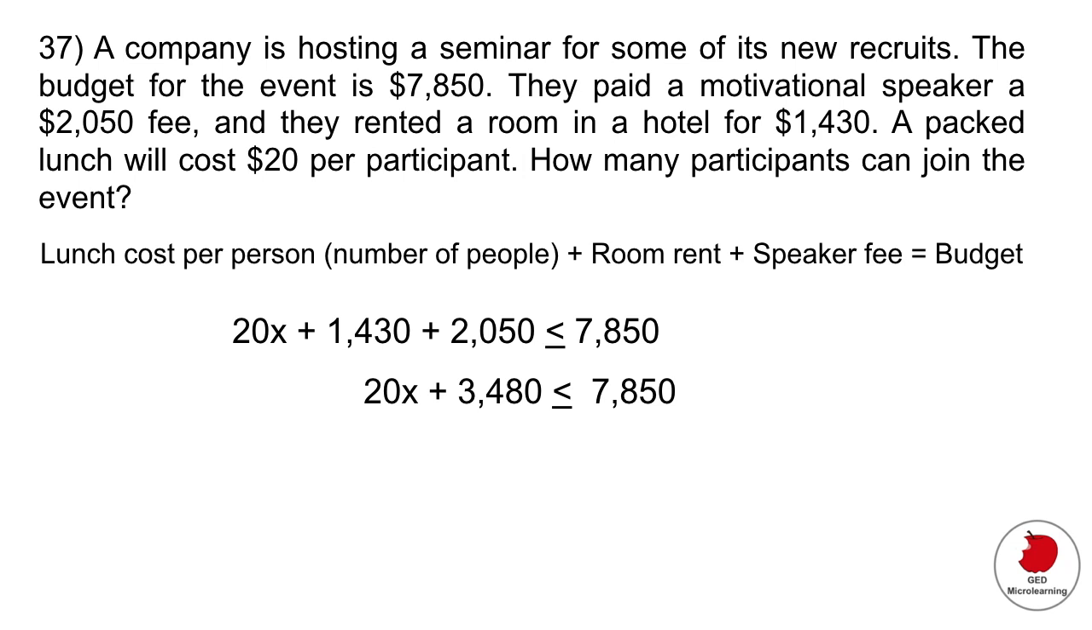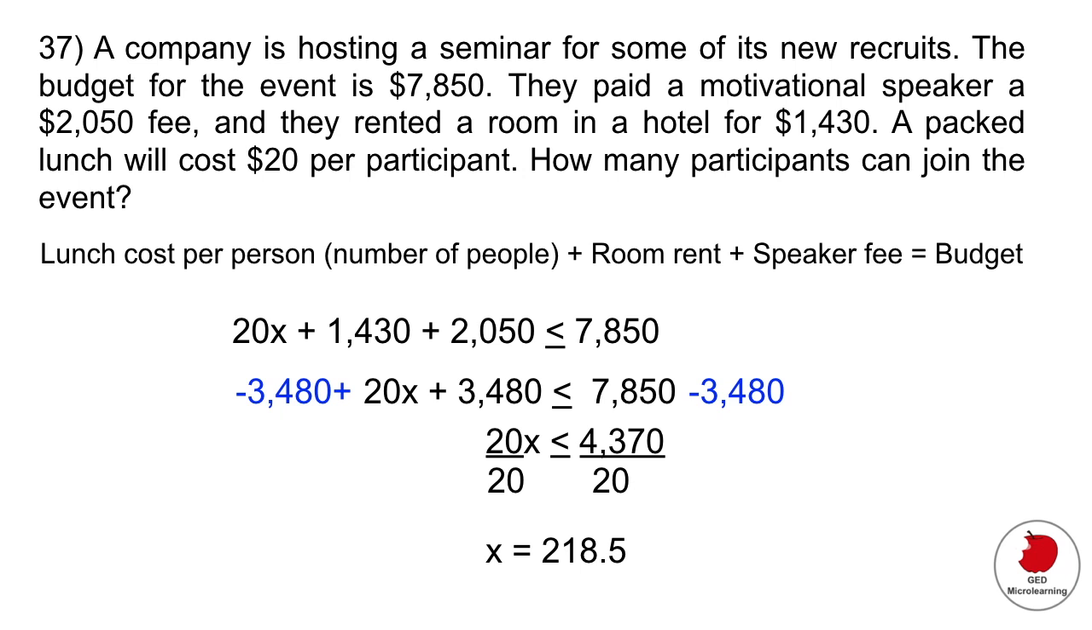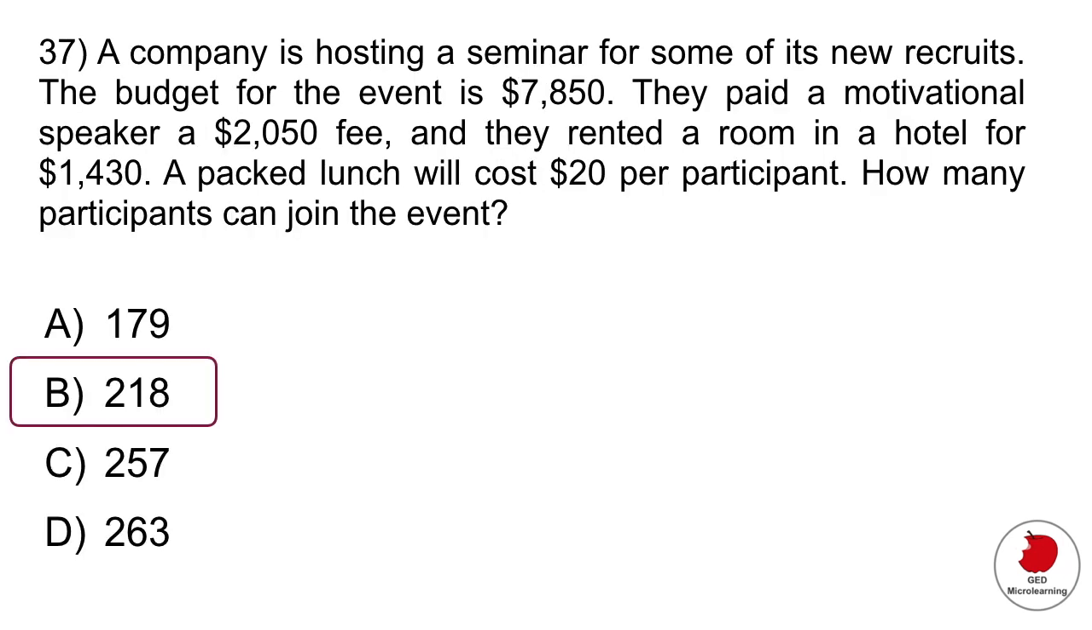And now what we want to do is isolate that 20x on the left side. So we would subtract 3,480 from the left side, and do the same on the right side. We end up with this. And now, to find out x, which is the number of participants that can join the event without going over budget, we would divide both sides by 20. That gives us 218 participants. Okay, so that's the number of people that can attend the event, which is option B.